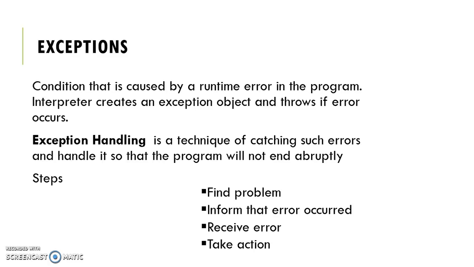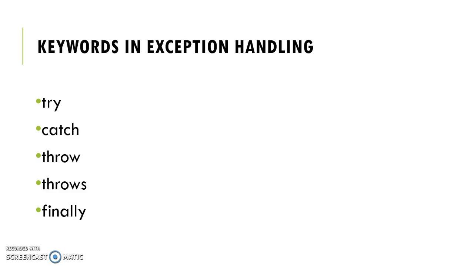Exception handling is nothing but a technique of catching such type of error objects and handling them so that the program will not end abruptly and has a smooth end. For this we have to do several steps. First of all, we have to find the problem, then we have to inform that an error had occurred, then we have to receive the error object and then we have to take action.